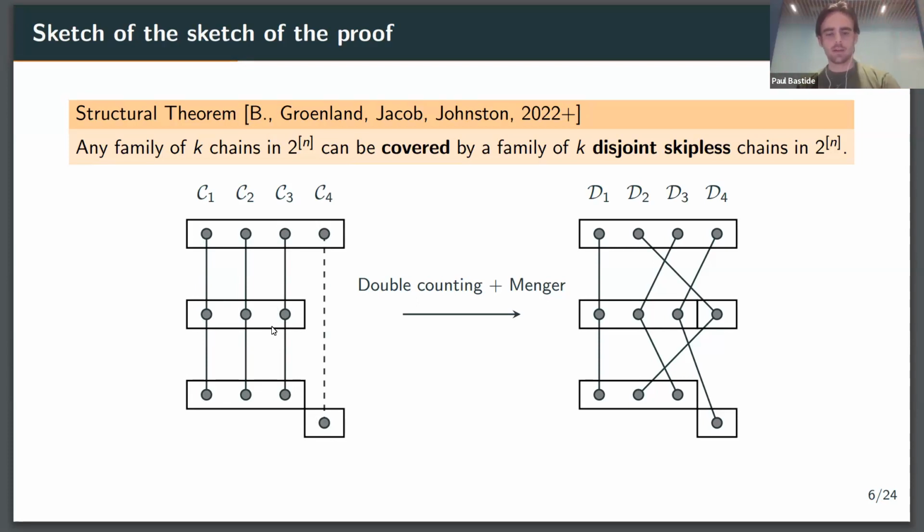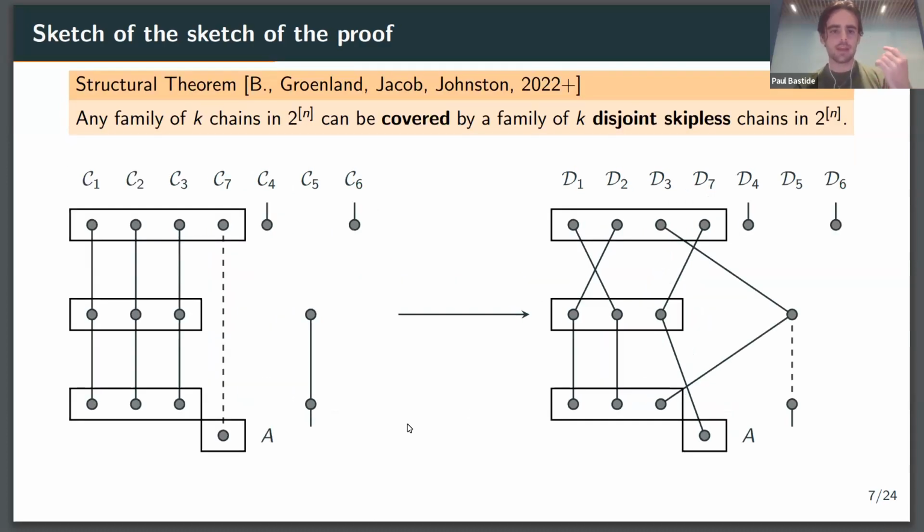Okay. And then it's a bit technical, but via a lot of double counting, a lot of application of Menger, a lot of induction, you finally manage to prove that you can have such a result that states that you can reorder your chain, find a new element here, such that they become skipless in this layer. Okay. And then you just need to apply this lemma a bunch of times, find some property of your chain family, such that you can always find some places where you apply this lemma and this reduces some quantity in a chain family until this quantity reaches 0.